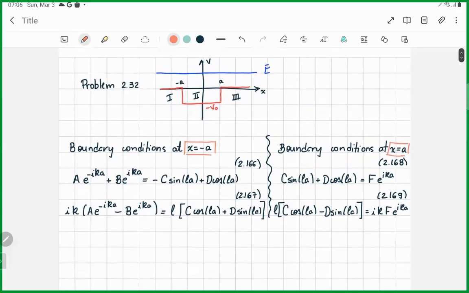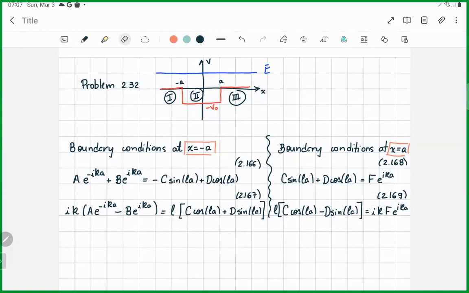Okay, so we are going to try to solve problem 2.32 from Griffiths, third edition. What is the idea? We have here in red this finite well potential, and the energy is in blue. The energy is here in blue above the potential. So all these three regions that I marked here, region 1, region 2, region 3, are all allowed classically.